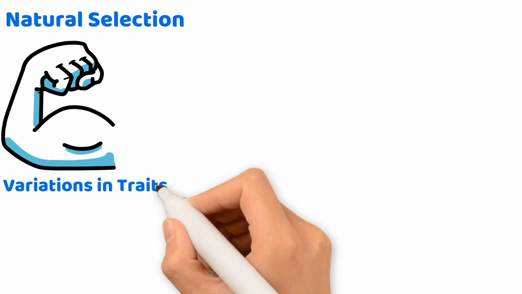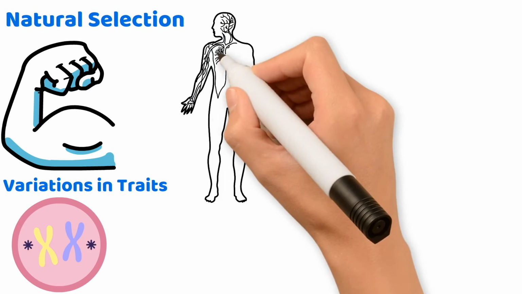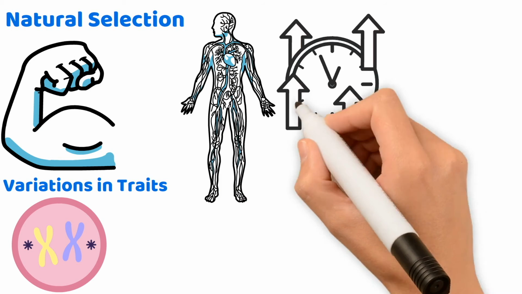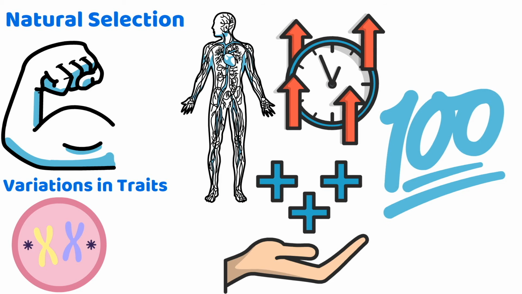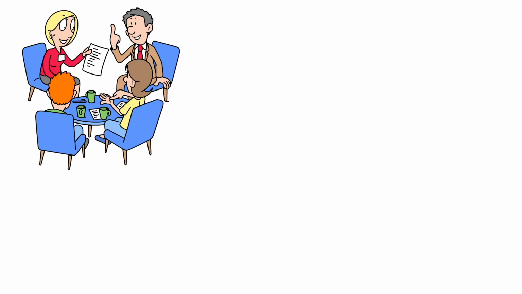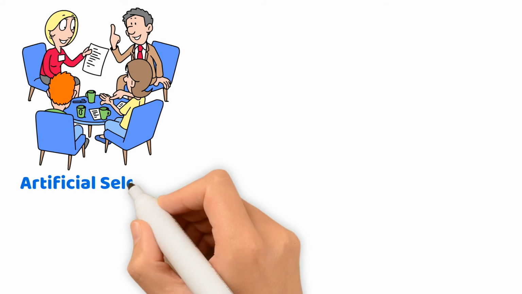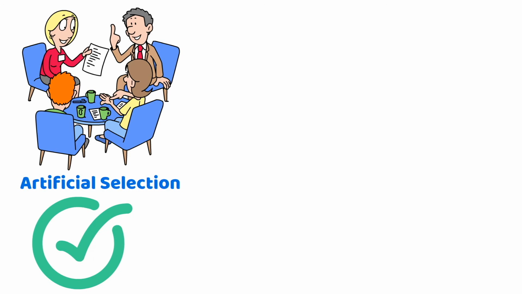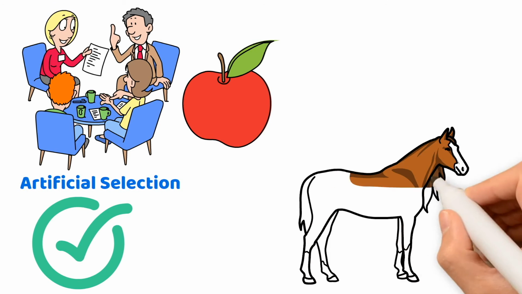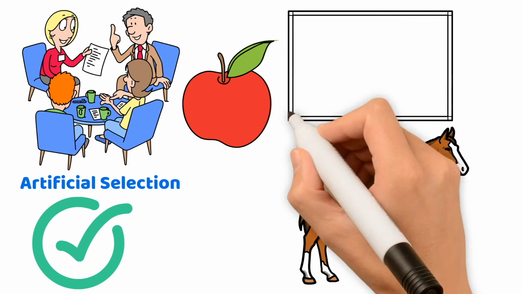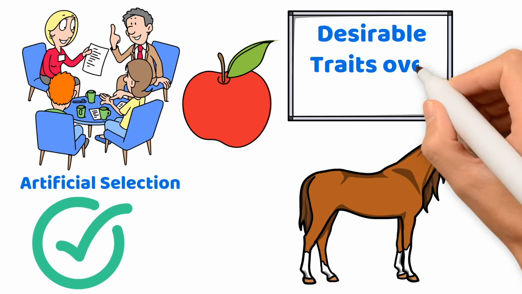Variations in traits, which are often genetic, can influence an organism's survival. Over time, these advantageous traits become more common, leading to adaptations that are finely tuned to specific environments. Humans have harnessed a similar process known as artificial selection, where we choose specific traits in plants and animals to cultivate. From the juiciest apples to the fastest racehorses, selective breeding allows us to enhance desirable traits over generations.